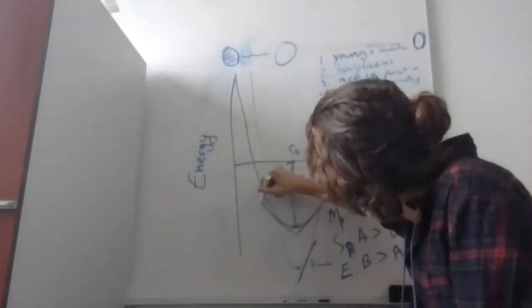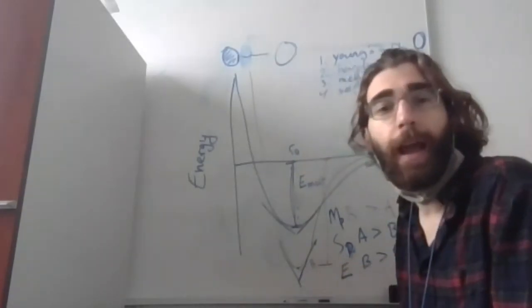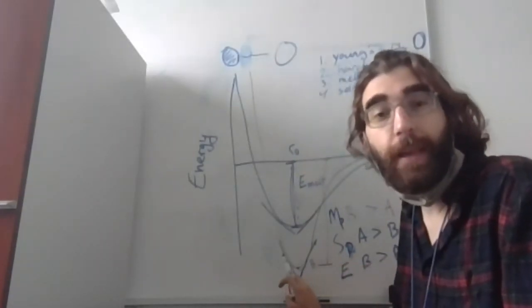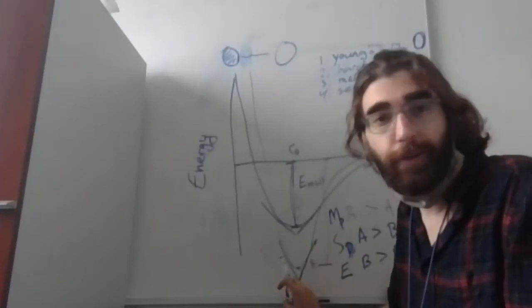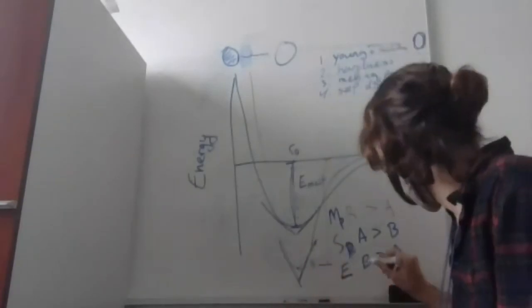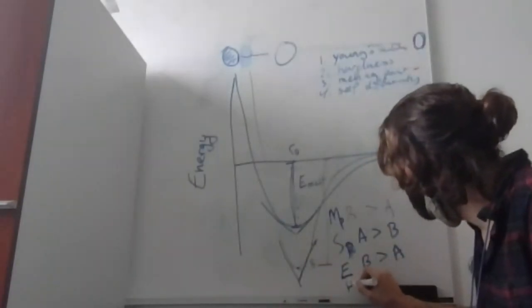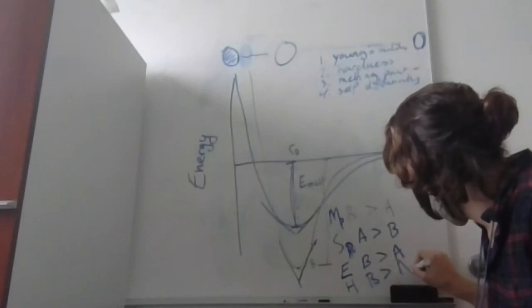So this slope versus this slope. And again, we can say that B is a harder material because more energy is required to compress the atoms together, right? So for hardness, we'll just make that an H, and we'll say B is harder than A.